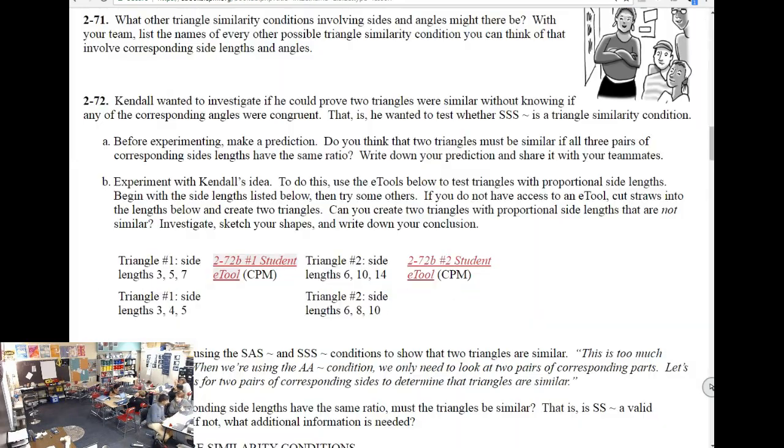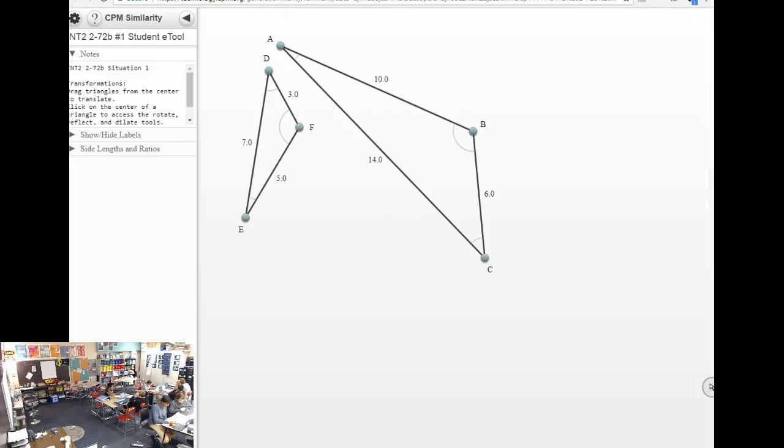So 3, 5, 7, right? 6, 10, 14. Are they similar? So talk with your teams. Use the e-tool. Use whatever tech you want, or math you want. We only have about 5 minutes left, so we're probably going to need to try to be efficient with this. Talk with each other. You guys got to come to a consensus. We should be fast on this.